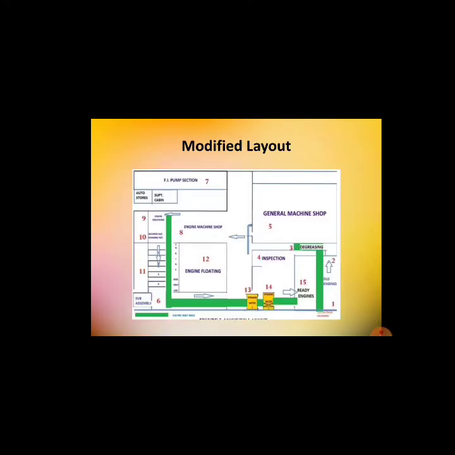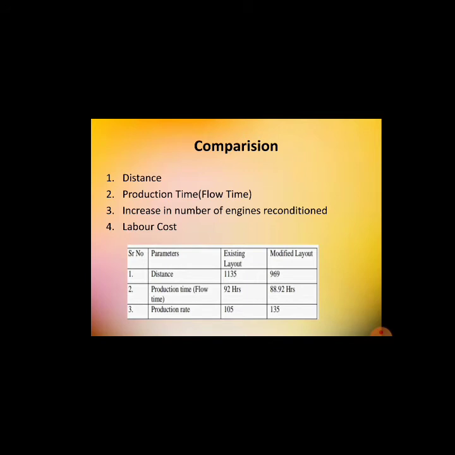After that, a comparison was done on some factors. The first factor was the distance. The distance was 1135 feet, which was decreased to 969 feet. As there is a decrease in the distance, the production time for one bus is also decreased. Previously, the production time for one bus was 92 hours, which came to 89.92 hours.